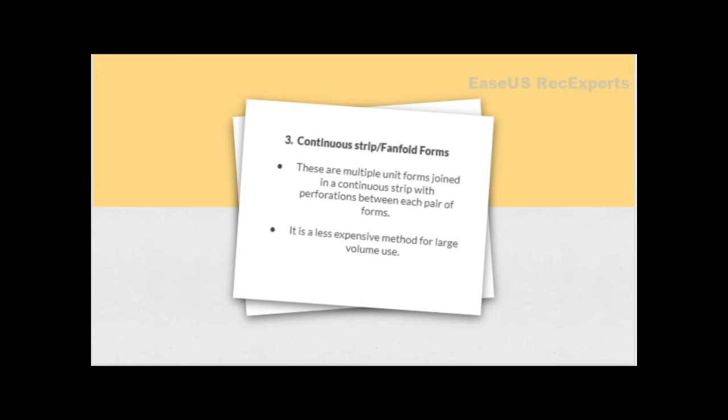Next is continuous strip fan or fan fold form. They are multiple unit forms joined into a continuous strip with perforations between each pair of the forms. It is a less expensive method for large volume use. Sometimes we have to use not the A4 size paper, but bigger papers which are interconnected. So here this form comes into the picture.